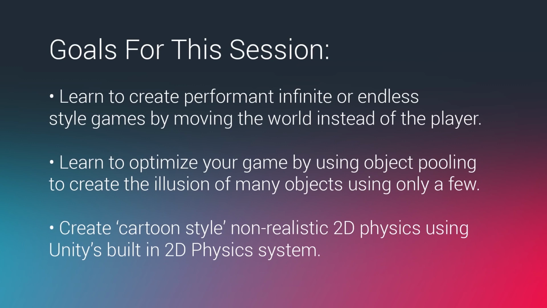And then the third takeaway is that we are going to be creating cartoon style, non-realistic 2D physics using Unity's built-in 2D physics system. So we're not going to be using accurate physics. We're going to control the physics system ourselves to get a very precise and reliable style of jumping or flapping for our bird, using some scripting techniques to modify and control the way that the physics work.